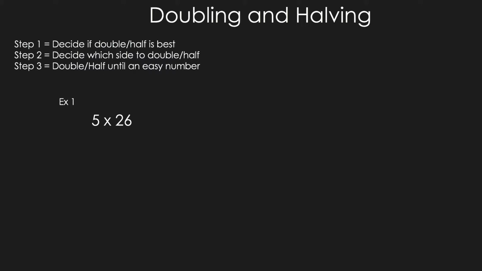Let's do this first example. We're going to double the left side and half the right side. So we're going to get 10 and 13. Multiply those two numbers together, and we get 130.